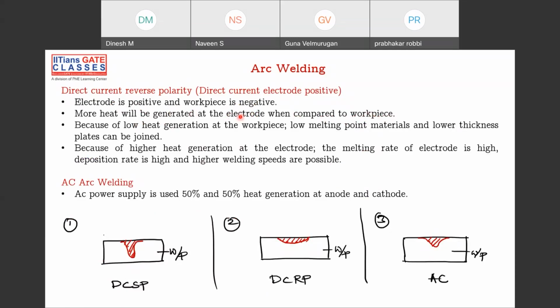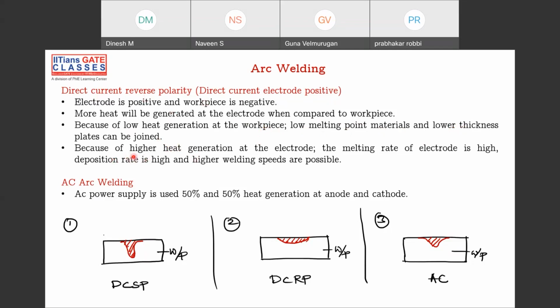The electrode is anode and workpiece is cathode. Sorry. Okay. And because of low heat generation at workpiece, low melting point materials can be used, because if you are using high heat for low melting points, then it will be melted away easily and then it will evaporate. It's not good. So low melting point materials and lower thickness of plates can be joined using reverse polarity.